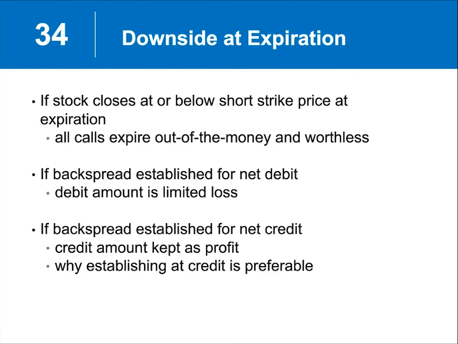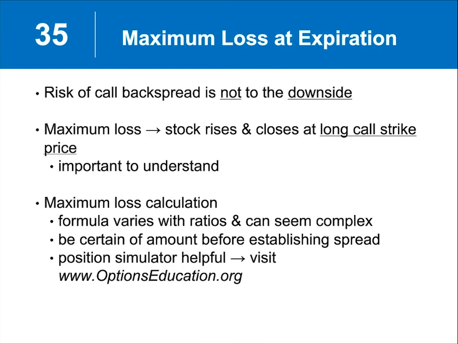Okay, so on the downside, if the stock closes at or below the strike price, all the calls will expire worthless and we'll lose money, right? All calls are worthless. If we did it for a credit, we get to keep the credit. If we did it for a debit, we're going to lose what we paid for the spread. So that's why it's always great if you could do these for a credit. But a lot of times it's hard to do them for a credit. But again, if it expires worthless, the most you can lose if you do it for a debit is the debit. If you ended up doing it for a credit, you get to keep that credit. So we tell you here that the maximum loss is if the stock rises and closes at the long strike price.